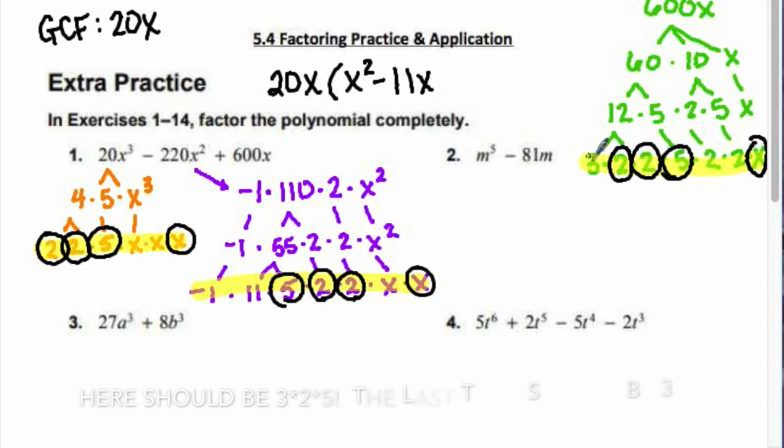And then over here we have 3 times 2 times 2. So 2 times 2 is 4. 4 times 3 is positive 12, because there's not a negative on that one.